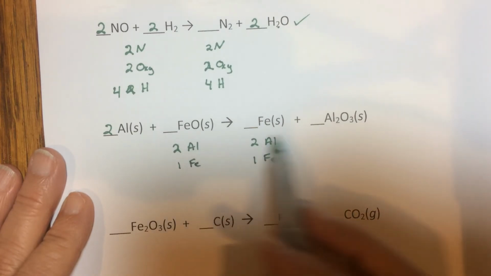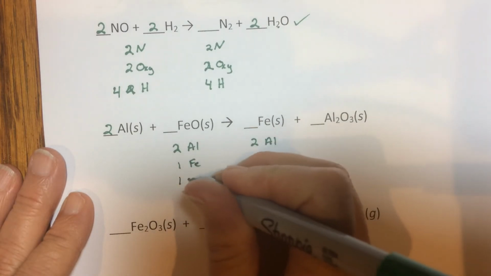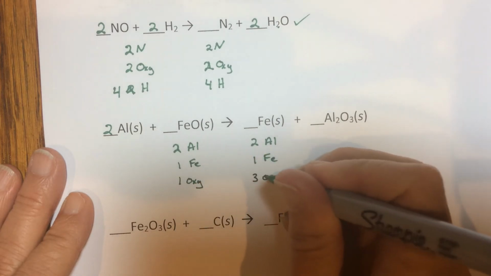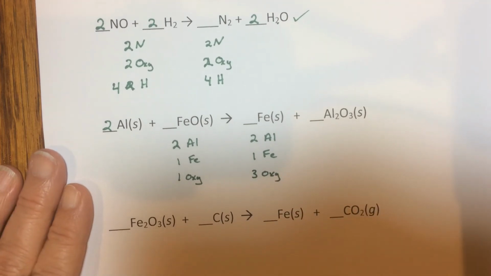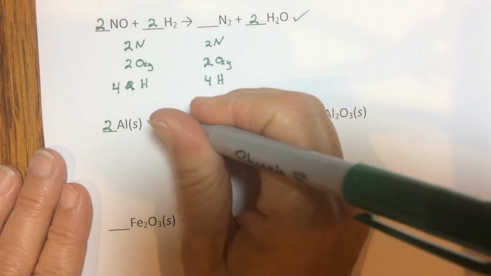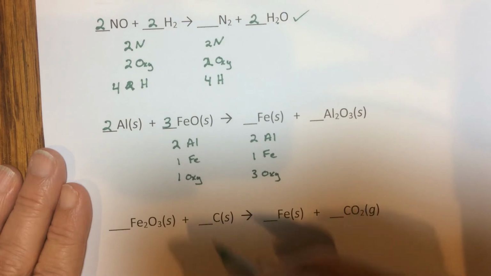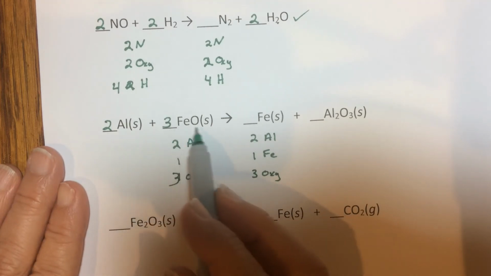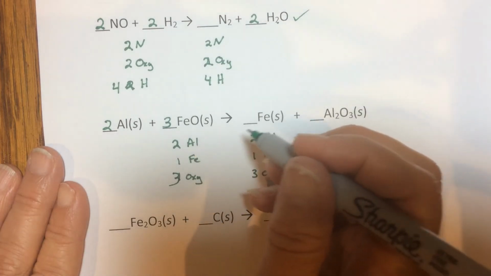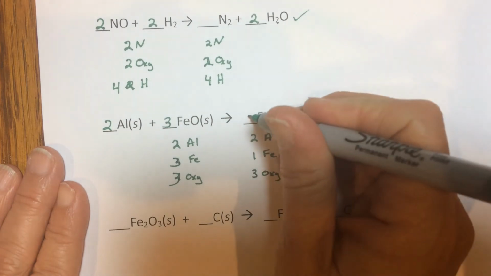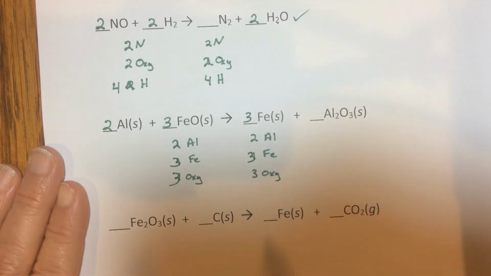Now let's look at the oxygen. We've got 1 oxygen over here, and we've got 3 oxygens over here. So that doesn't balance. I'm going to need to add two oxygens over here. I can do that by taking a coefficient there. So I have 3 oxygens on each side. But wait, when I added the 3, I also made it 3 irons. And I'm going to need to put a coefficient here to give myself 3 irons on that side as well.